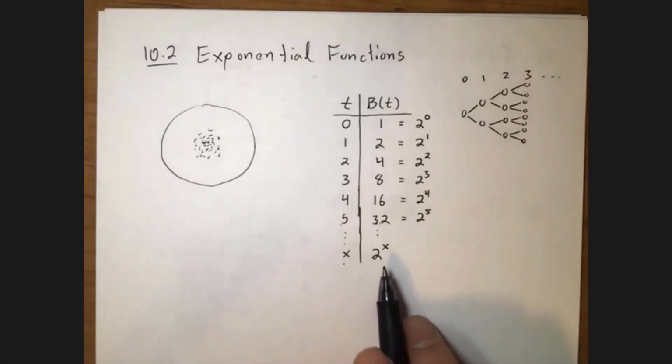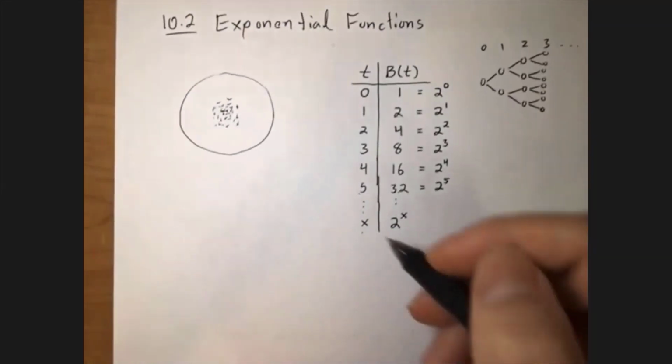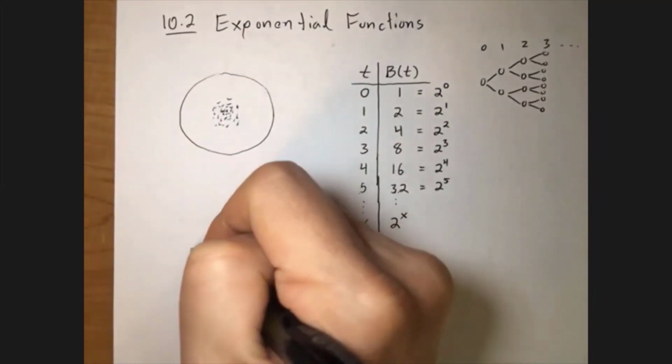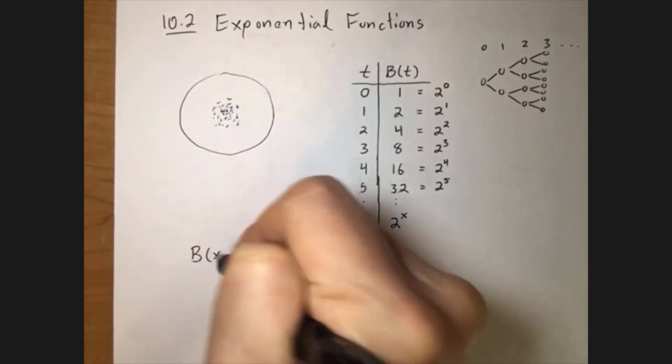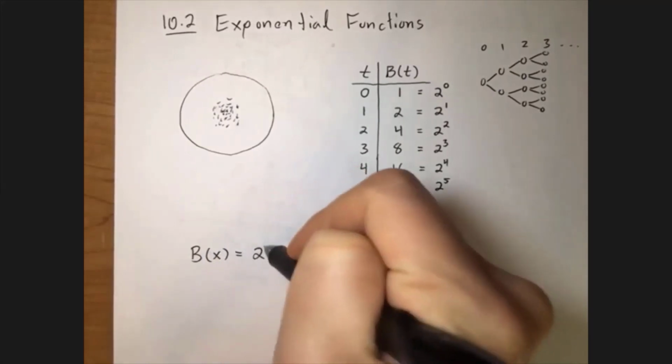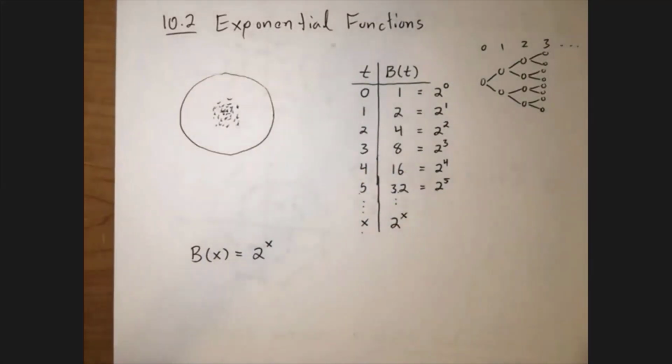So this is an example of an exponential function. And I could write that down as the amount of bacteria after x hours is 2 to the power x. Now, what does an exponential function look like in general?